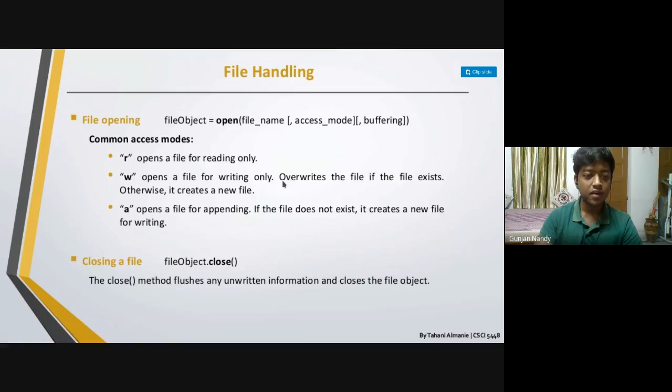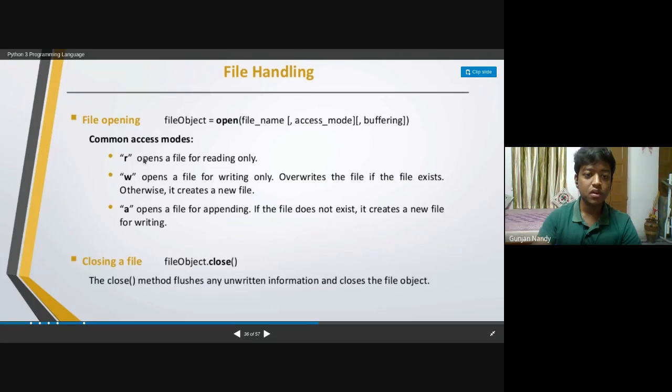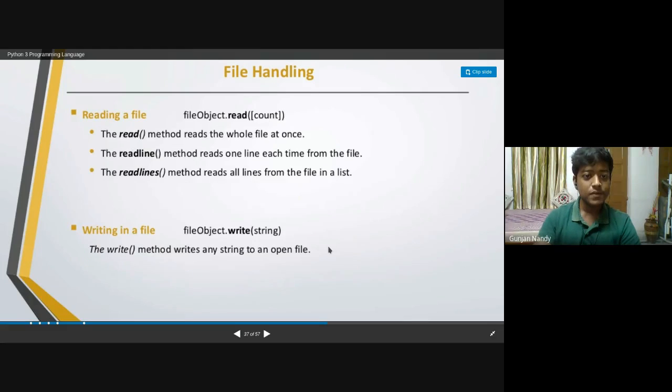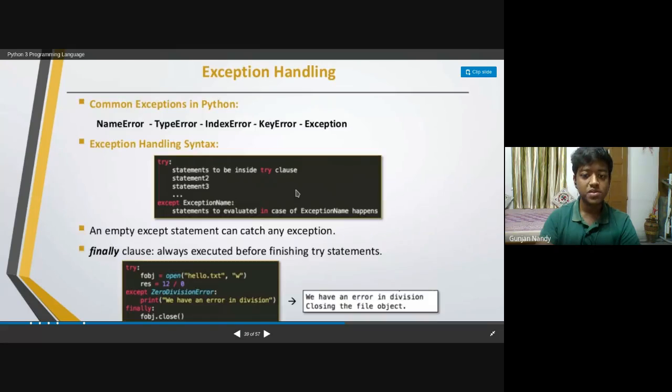Next, file handling. We have mainly three access modes. This is read, this is write, and this is append. And after opening a file, don't forget to close the file because after closing, the method flushes any unwritten information of the file. So for reading a file, we can use read to read the whole file at once, or readlines. Exception handling. We have try, except, and finally, like any other language.